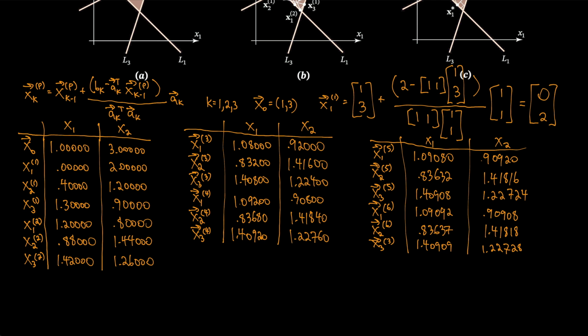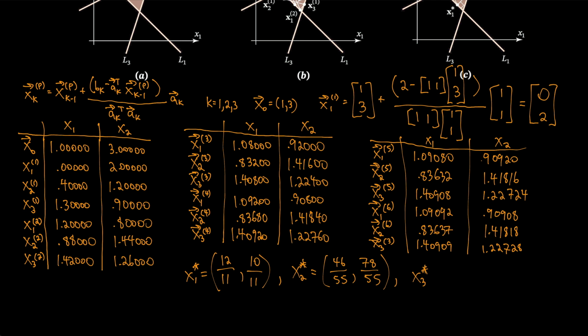Okay, now that our tables are done, in general, we could see that the limiting value for x1 star is 12 over 11, 10 over 11. For x2 star, it's 46 over 55, 78 over 55. And for x3 star, it's 31 over 22, 27 over 22. And any one of these could be used as an approximate solution to this system of equations.